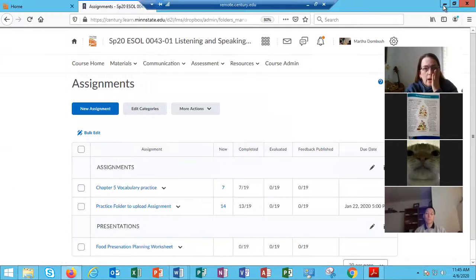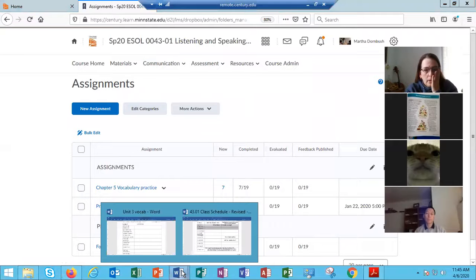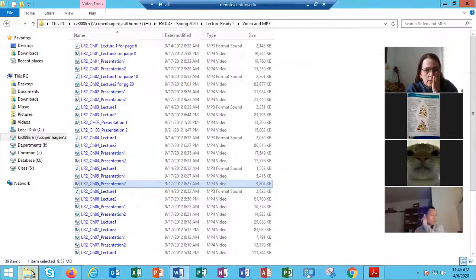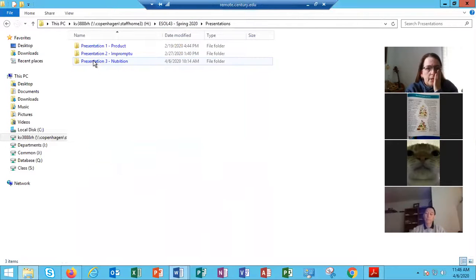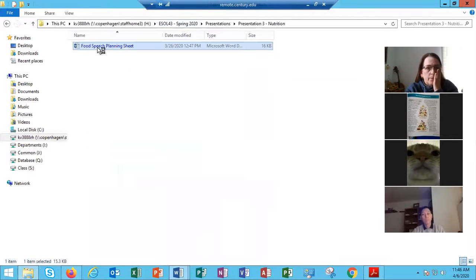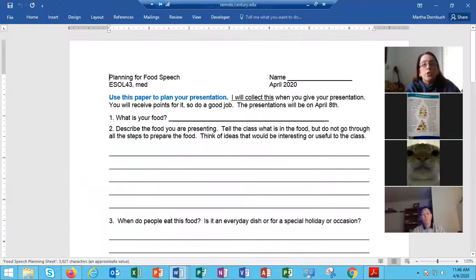All the ingredients, oh, where did it go? I thought I already opened this. Well, I can open it again. All the ingredients and the description of the food will go on this worksheet. So you're going to put the name of your food, you're going to put the description of the food, and I do not want you to tell me about preparing the food.